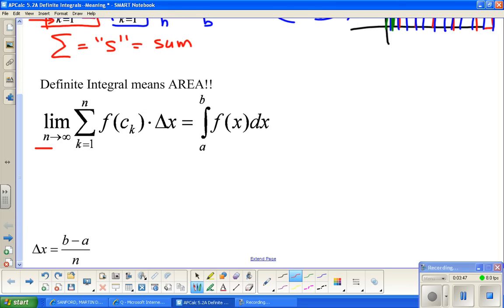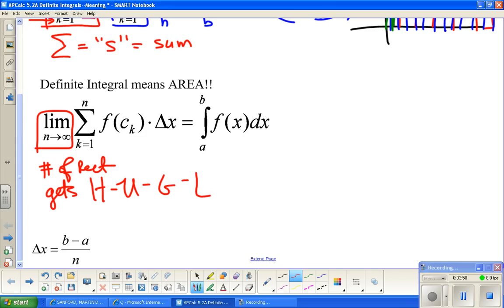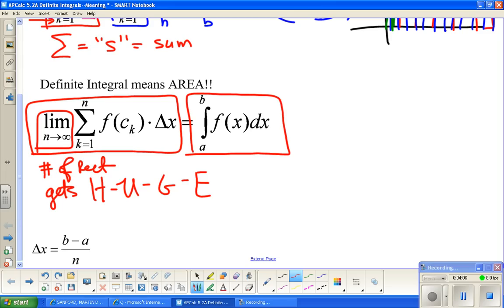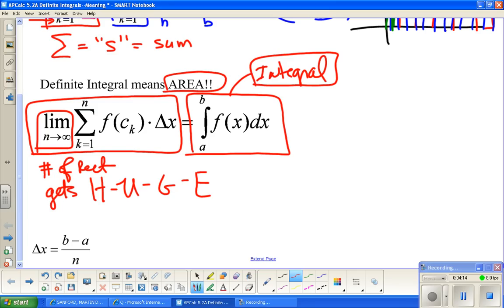This is saying if the number of rectangles gets huge, then this thing becomes this. And this is what's called an integral. What I need you to know right now is this represents area.